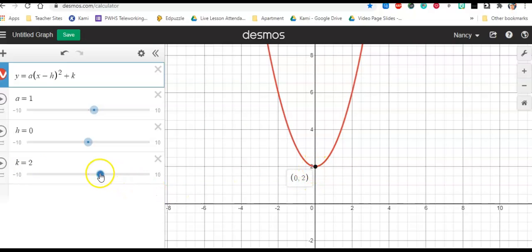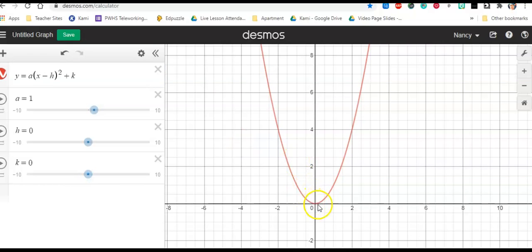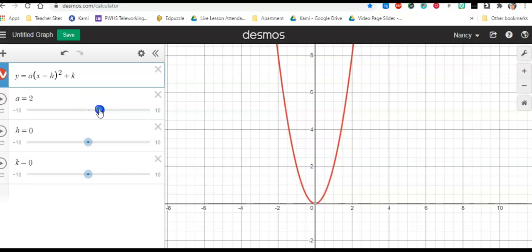Okay, so the thing that I really wanted to show you, I'm going to move this back to 0 again. This is what we call the parent function. This is where the vertex is at 0, 0, and it looks normal. This part is a normal parabola. Okay, so let's look at a. If a is 1, then this is the parent function. If I start to make a bigger, look and see what happens.